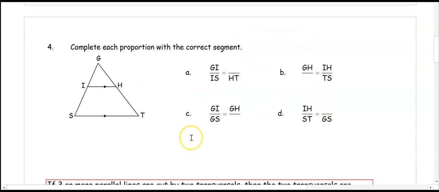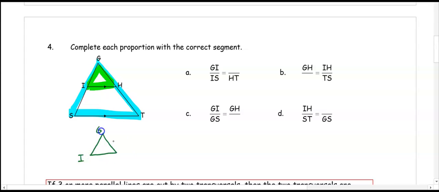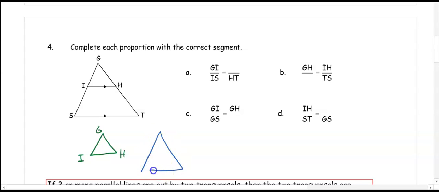In number 4, complete each proportion with the correct segment. Given that we have the overlapping triangles here, we have our smaller triangle with our larger triangle inside. If it helps you to visualize, you can also redraw these triangles. So the inner triangle is IGH, and the larger outer triangle is SGT. So if we are looking here, we see that we have GI over IS equals blank over HT. So in this case, it's using side splitter, so we would have GH as the missing segment.